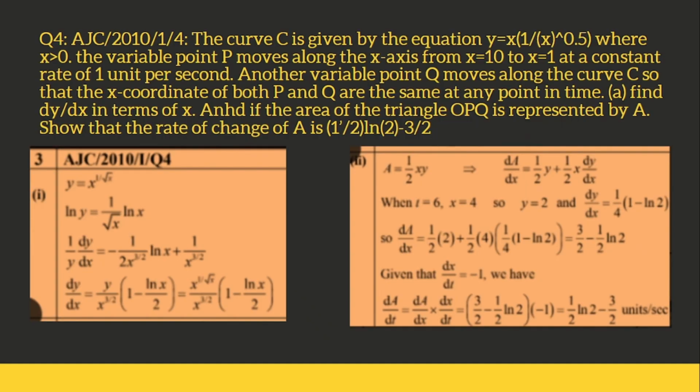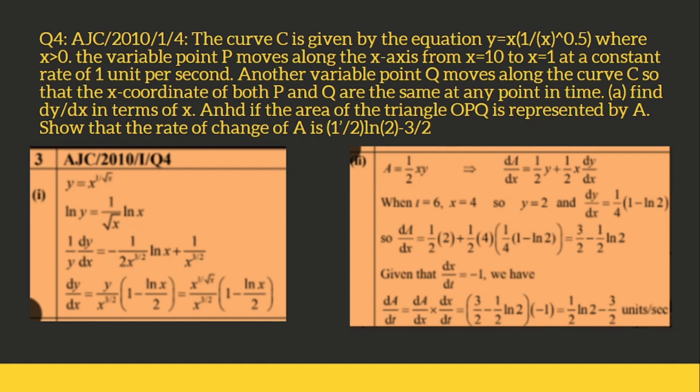Then the next part is the curve C is given by the equation y equals x to the power of 1 over square root x, where x is greater than 0. The variable point P moves along the x-axis from x equal 10 to x equal 1 at a constant rate of 1 unit per second. Another variable point Q moves along the curve C so that the x-coordinates of both P and Q are the same at any point in time. Find dy/dx in terms of x, and then if the area of the triangle OPQ is represented by A, show that the rate of change is 1 over 2 ln 2 minus 3 over 2.